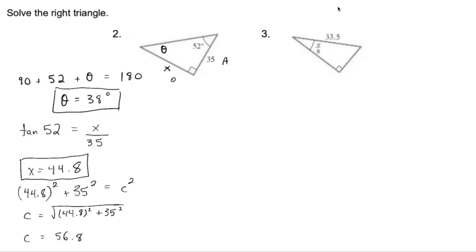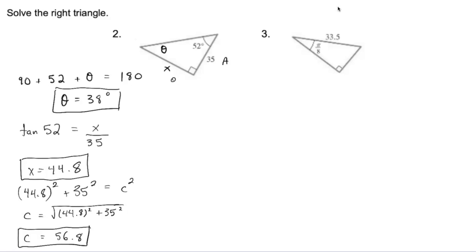56.8. Now, one little mental check: you want to make sure that in a right triangle, the longest side is always opposite the longest angle. In a right triangle, the longest angle is always going to be the right angle. So the hypotenuse should be the longest. In this case, 56.8 is longer than 44.8 and 35. So we know that this is correct.